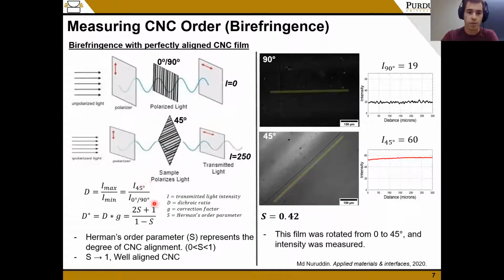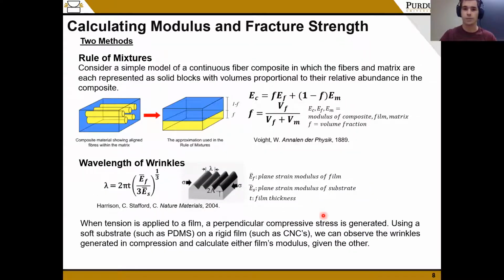What we can do then is plug the intensity in from the 45-degree sample and the 0 and 90-degree samples, and we can use that to calculate Hermann's order parameter, or S, where 1 represents a very well-aligned film. So we have an example of this. We take a line scan along a crack. This is at 90 degrees, so no light coming through. And then we rotate the sample, do the same thing, same scan. We get an intensity that is much higher. And then we back calculate a Hermann's order parameter of 0.42.